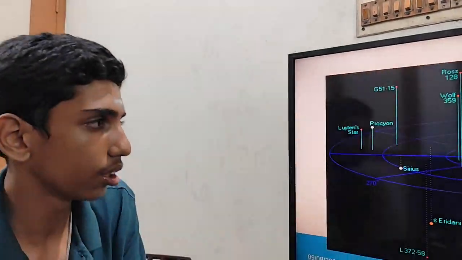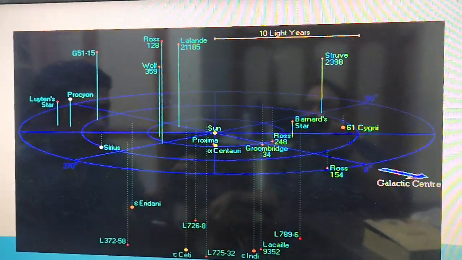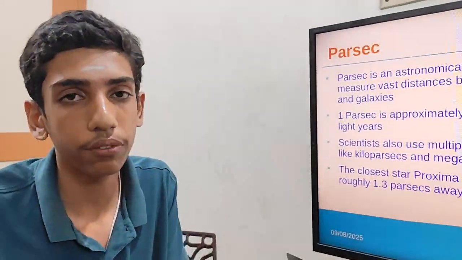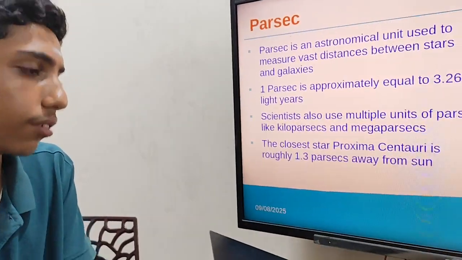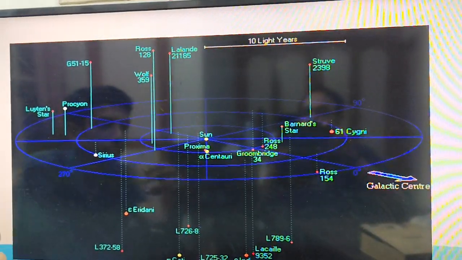And if you see here, this is our sun and Proxima Centauri. The closest star to our Earth, apart from the sun, is Proxima Centauri, which is 1.3 parsecs away from the sun. These are some stars around us.